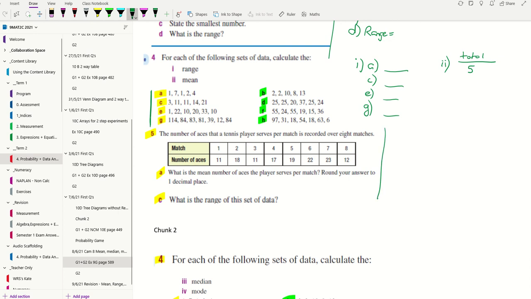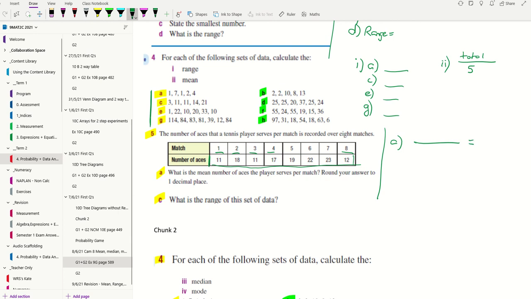Question 5, we've got the box says the number of aces that a tennis player serves per match is recorded over 8 matches. So these numbers here refer to the matches, the first, second, third, fourth, fifth, sixth, seventh, eighth matches. And the number of aces is underneath. So it's asked you for question A, what is the mean. So you need to add up all these ones in this box here, put the total on the top, and then count how many matches there are. They're actually numbered, so you're going to have the number of matches underneath, and that's going to be equal to your mean.